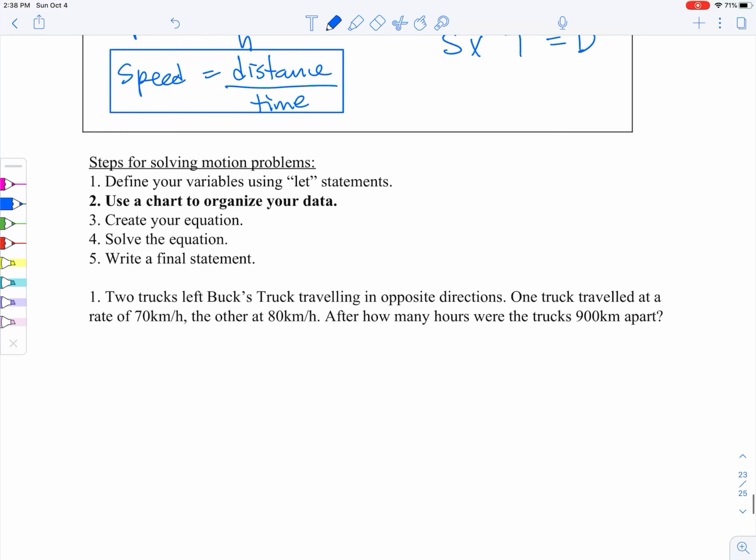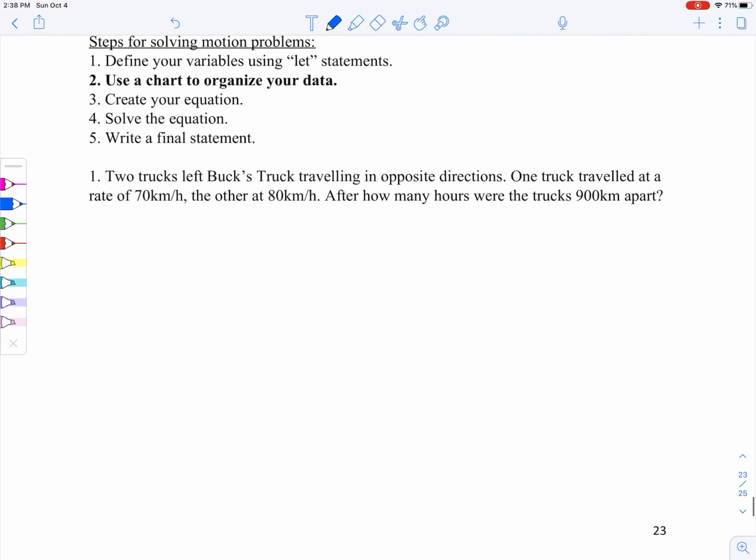So steps for solving motion problems: you can read them, but number 2, use a chart to organize data. I love organizing data for these ones in charts, but I'm also going to be drawing pictures for a lot of them. So if we look at question 1, two trucks leave Buck's truck traveling in opposite directions. One truck traveled at a rate of 70 kilometers an hour, the other at 80 kilometers an hour. After how many hours were the trucks 900 kilometers apart?